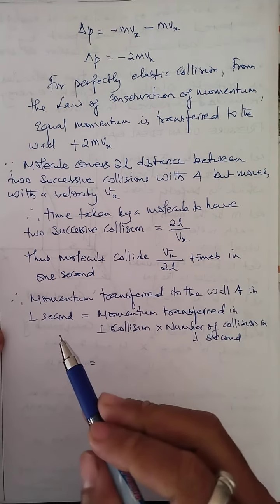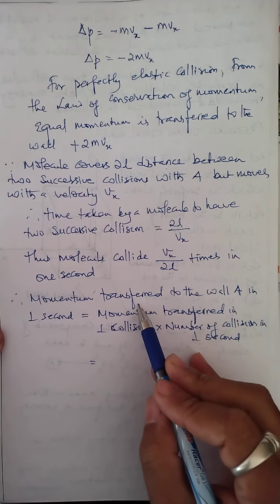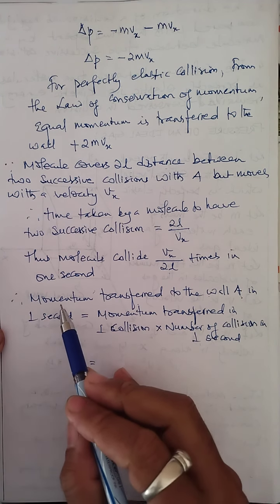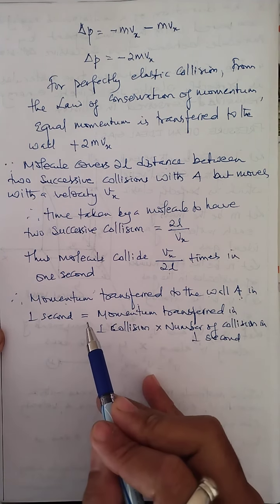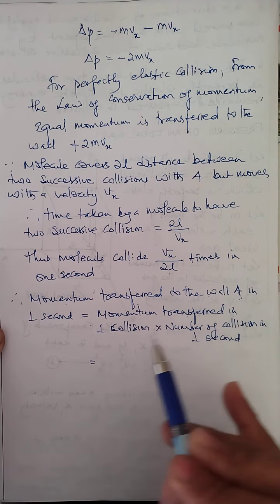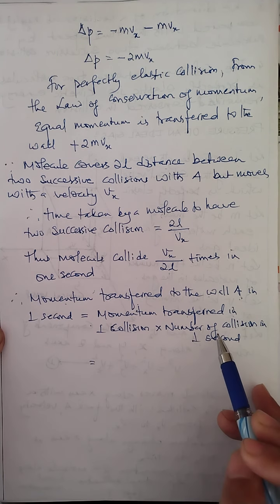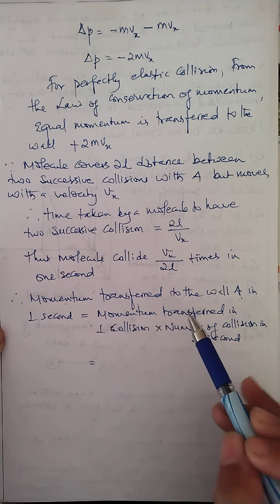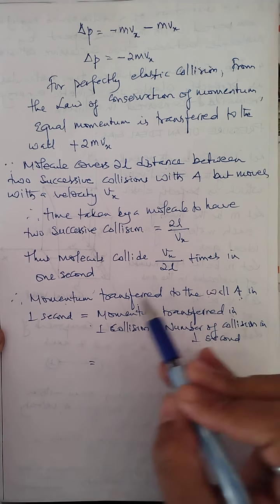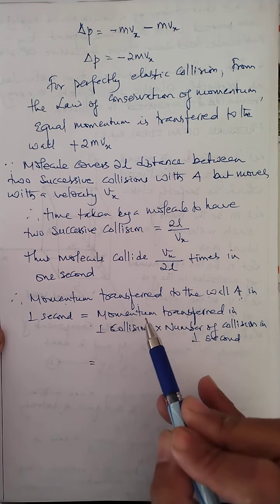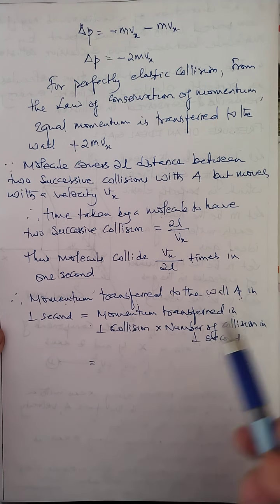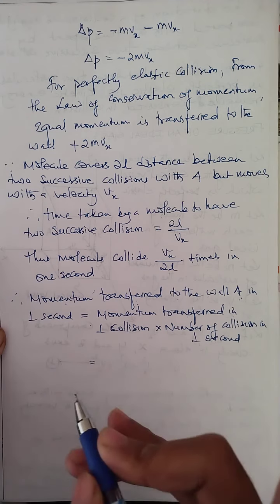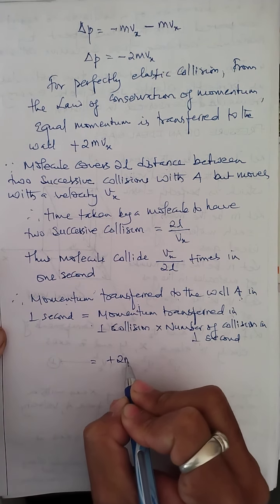Now children, we can easily calculate how much momentum is transferred to that wall A in just 1 second. So the momentum transferred to the wall A in 1 second is calculated as momentum transferred in 1 collision into the number of collisions in 1 second. That product measures the momentum transferred to the wall A in 1 second. So we know the values. The momentum transferred in only 1 collision is plus 2mVx.